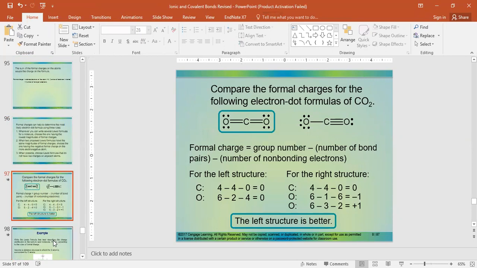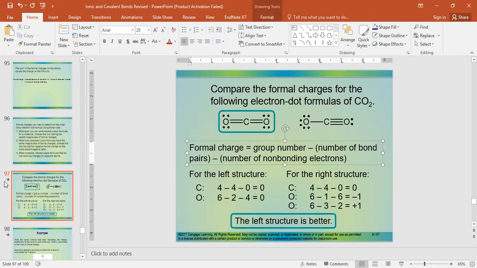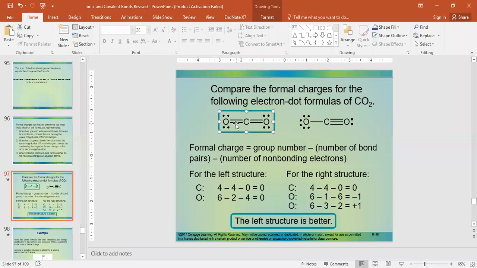So look at carbon dioxide. These are two possible structures of carbon dioxide, because if you look at them, you'll realize that all the atoms have the maximum number of electrons that they need in their outermost energy level. So the question is, can we calculate the formal charge for each of these atoms here? So let us start with this.